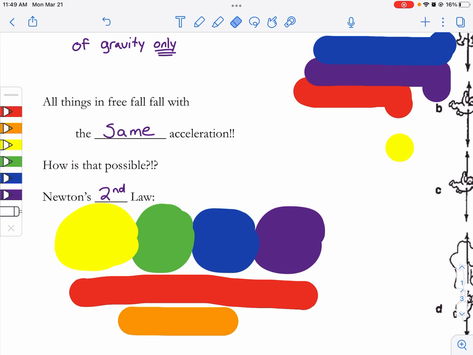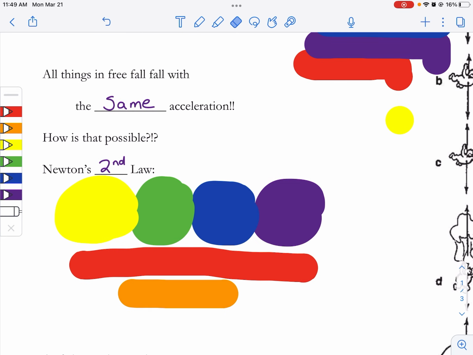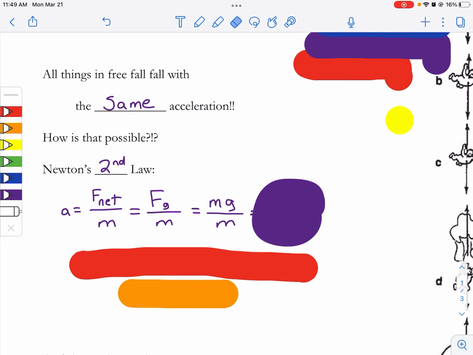Well, let's look at Newton's second law. Remember, Newton's second law says that a equals F net over m in an equation. And since it's only got gravity acting on it, the net force is the force of gravity, so I've replaced it with Fg. Now, we learned in lesson 2 of this unit that the force of gravity is m times g. Do you remember that one? And you see how we have an m on top and an m on bottom? That means that we can cross out those two m's, and so that acceleration is actually just g.